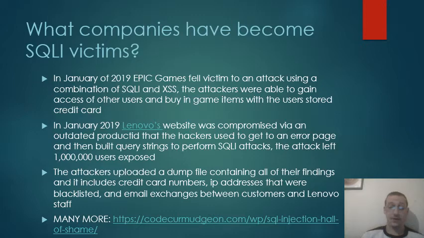In January 2019, Lenovo's website was compromised by an outdated product ID that the hackers used to get to an error page, and then built query strings to perform SQL injection attacks. The attack left 1 million users exposed. The attackers also uploaded a dump file containing all of the findings, and it included credit card numbers, IP addresses that were blacklisted, and email exchanges between Lenovo staff and customers. If you want to see any more examples of previous victims of Sqli, you can check out the website at the bottom of the slide.